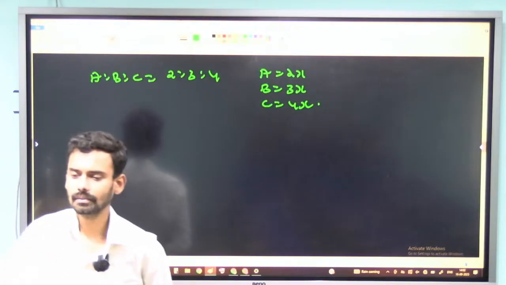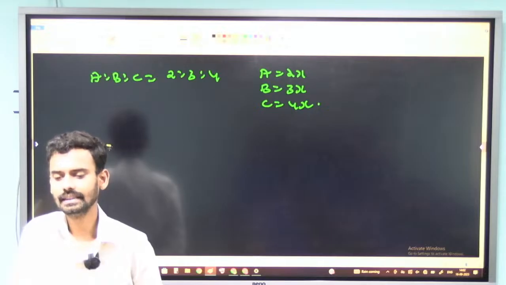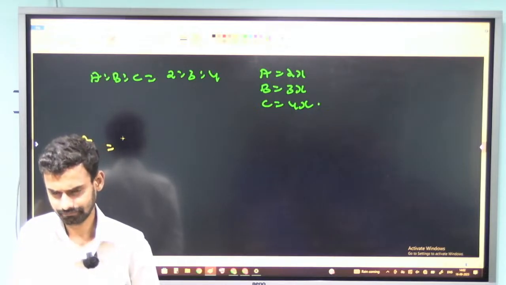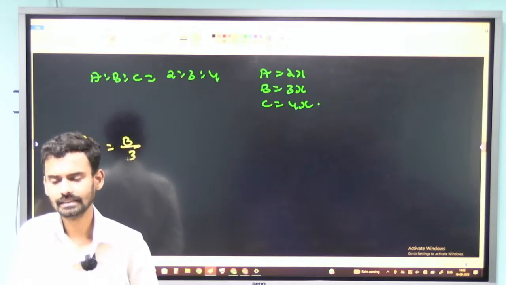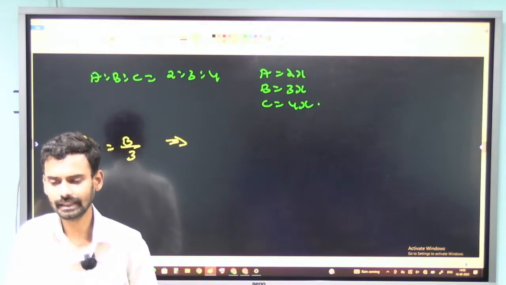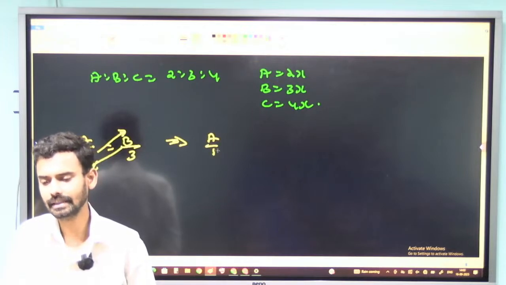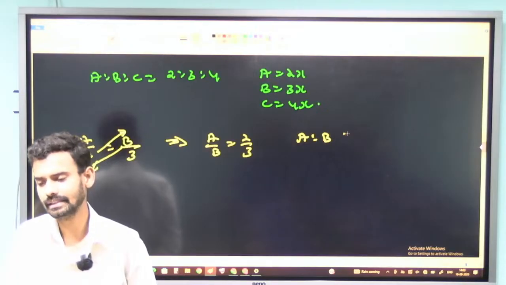Second point, suppose this is given: half of A is equal to, let's say, 1/3 of B. To find the ratio, I can take B to this side and send 2 to the other side. I will get A by B is equal to 2 by 3. So I can express this in ratio format as A is to B is equal to 2 is to 3.